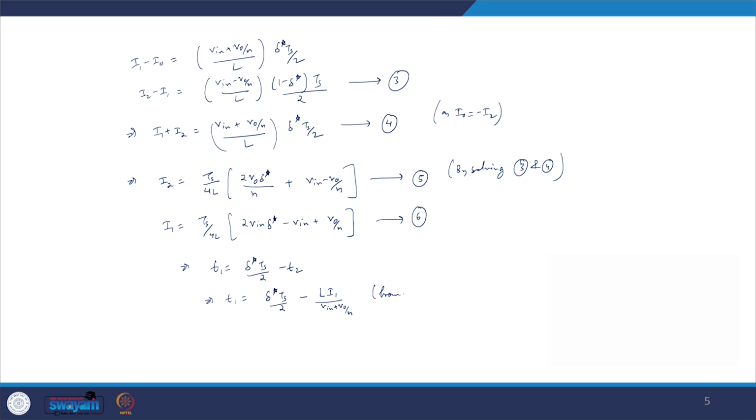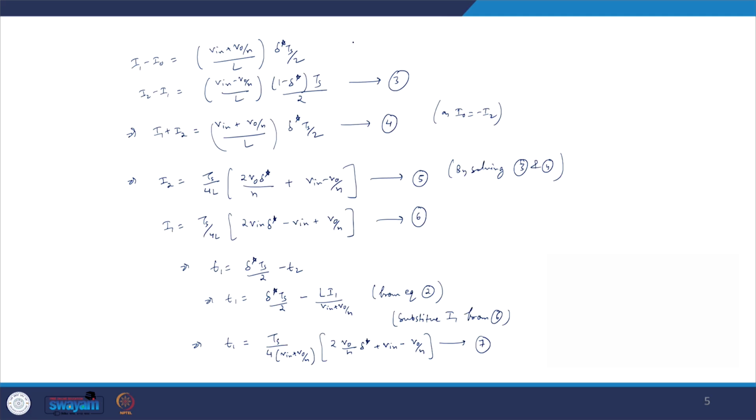This is from equation number 2, and when we substitute I1 from 6, what we are going to get is our T1 value to be nothing but equal to Ts by 4 (V in plus V naught by n), and this whole thing is nothing but 2 V naught by n delta star plus V in minus V naught by n, and this is nothing but equation number 7.